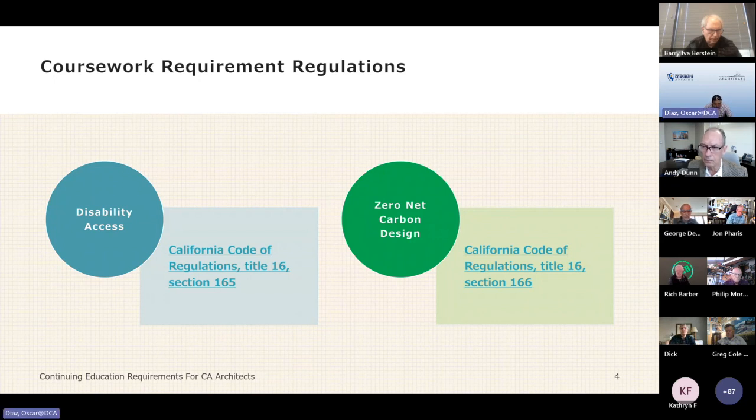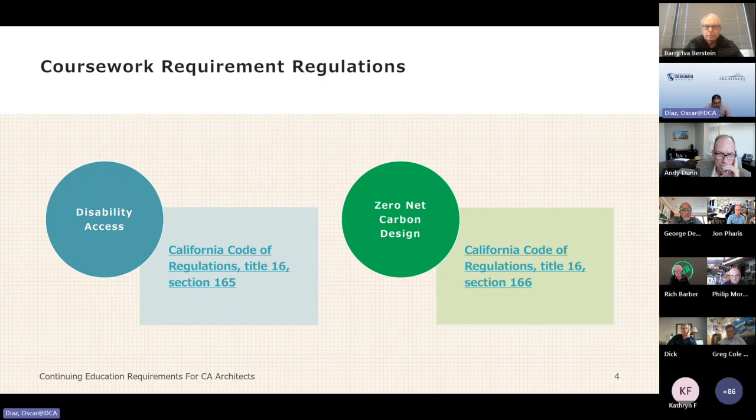These regulations detail the requirements for the courses and the trainers. California Code of Regulations 165 details the requirements for the courses and the trainers for the disability access requirements. California Code of Regulations Title 16, Section 166 details the requirements for the courses and the trainers, including the summative assessment for coursework regarding zero net carbon design.